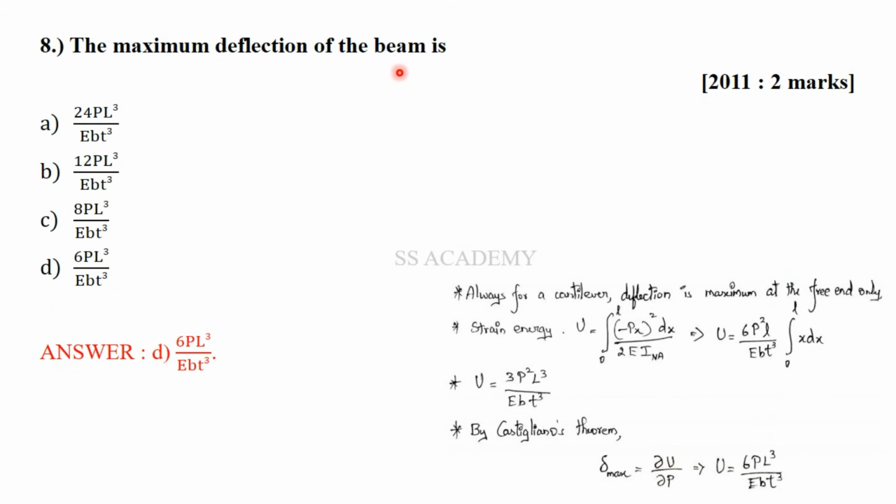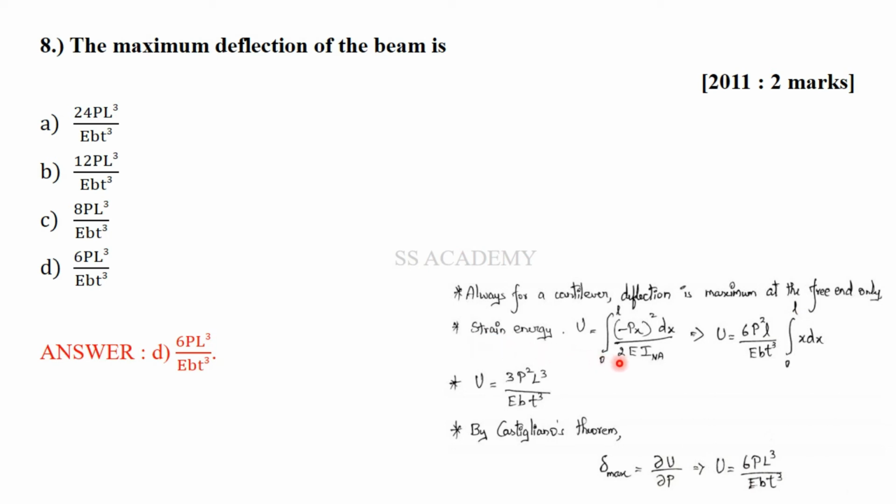The maximum deflection of the beam is asked. The given beam is a cantilever beam and they have asked the maximum deflection. It is also a 2-mark question. Always remember that for a cantilever, deflection is maximum at the free end only. Always the deflection and also the slope will be maximum at the free end only.